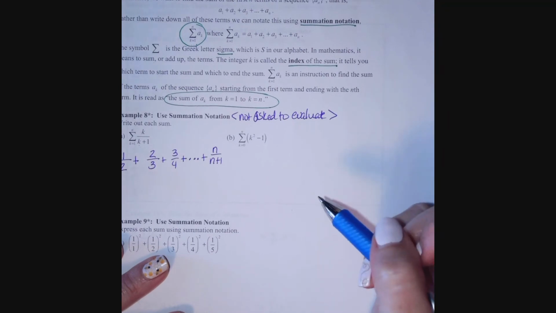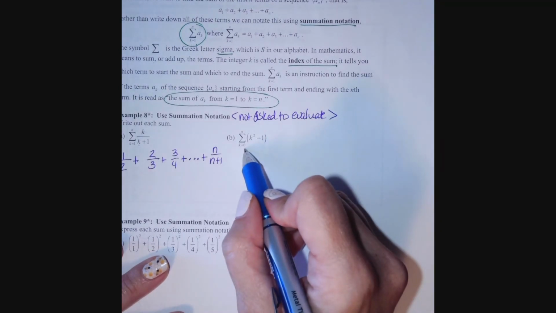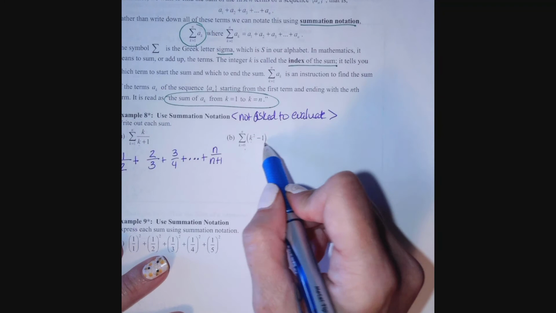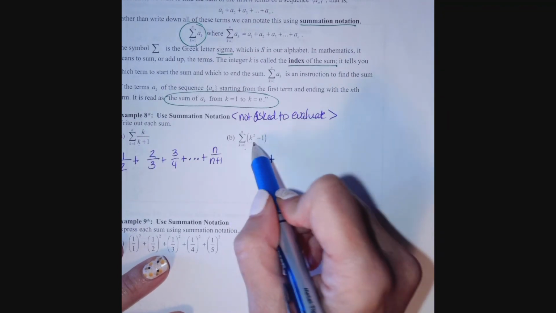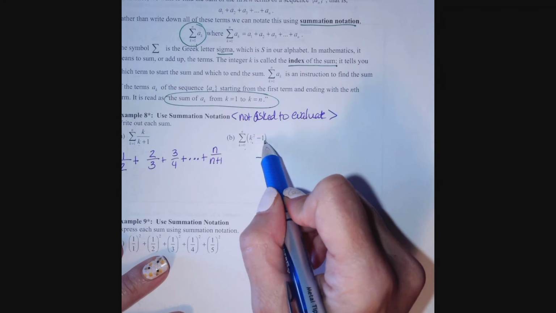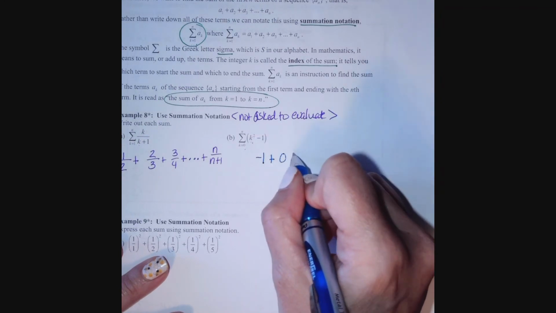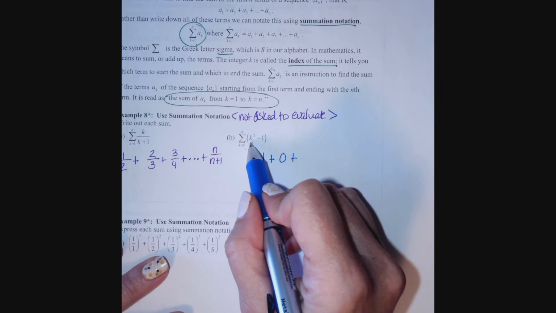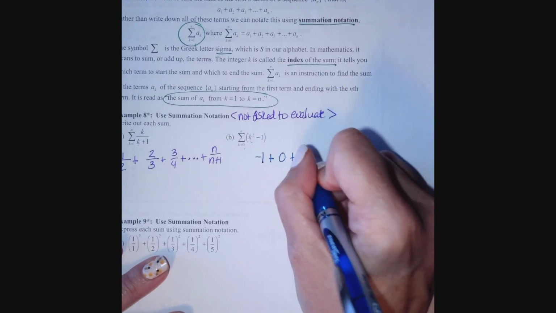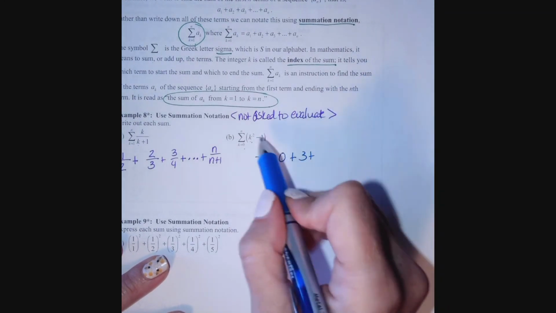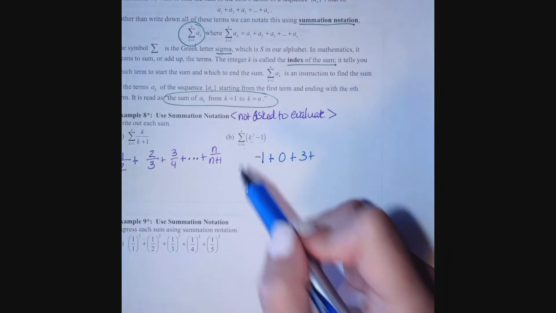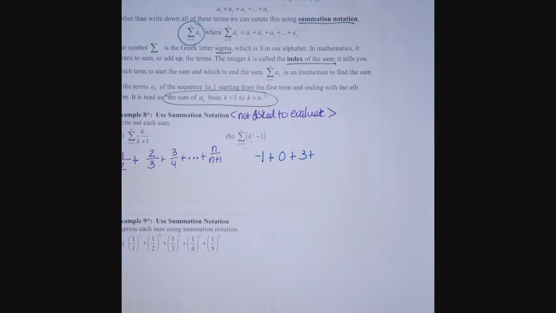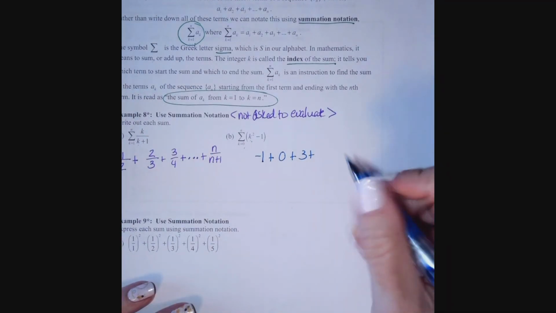Let's look at b. Once again, we're going to start this time though with k equals 0. So if k is 0, I have a negative 1. And I'm going to add to that, if k is 1, I have 1 squared minus 1 is 0, and I'm going to add to that. If k is 2, I have 4 minus 1 is 3, and I'm going to add to that. If k is 4, I have 4 squared is 16, minus 1 is 15.